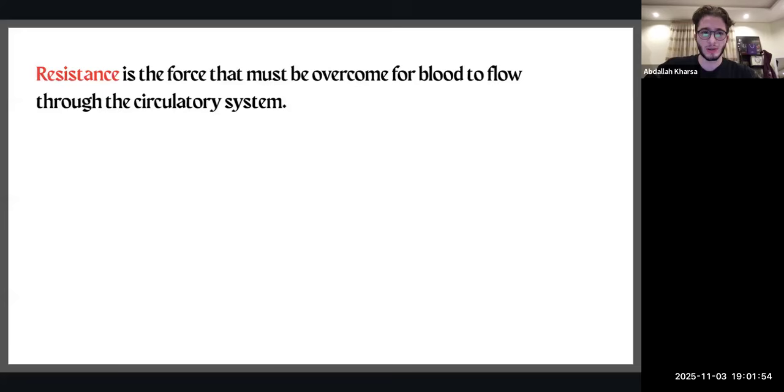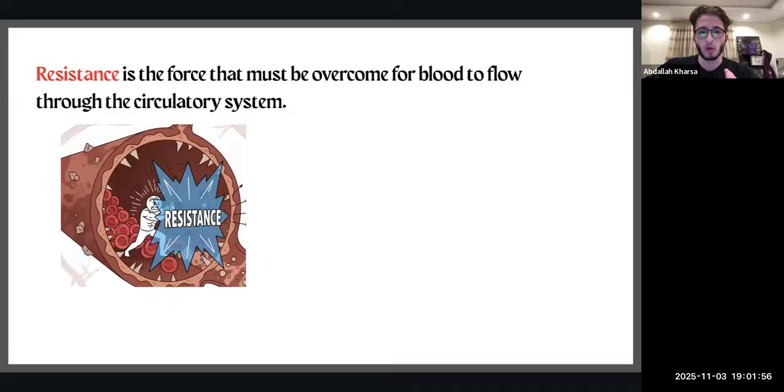Secondly, we're going to talk about resistance. Resistance is the force that blood must overcome to pass, right? So you know how this guy right here is pushing, and yeah, it's pushing against resistance. So the harder it is for blood to flow, the more resistance there is. And resistance can be defined by a formula. It's the pressure gradient over blood flow.